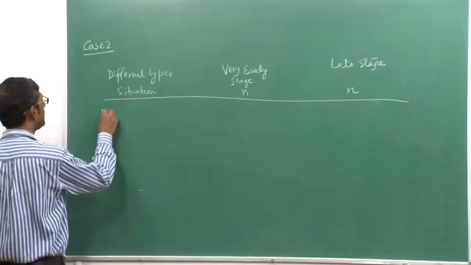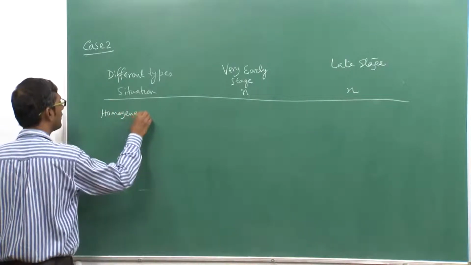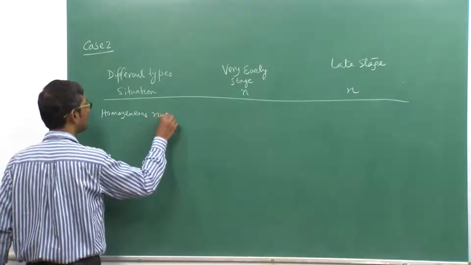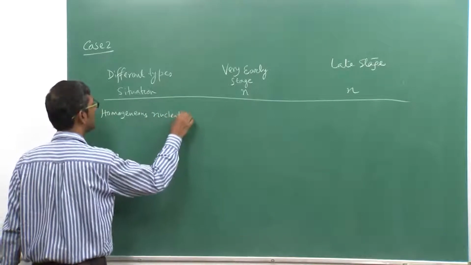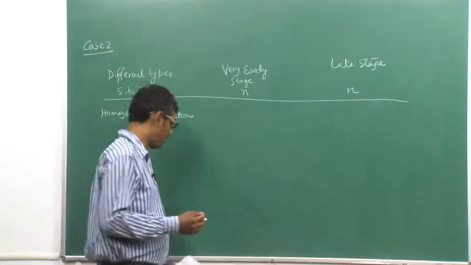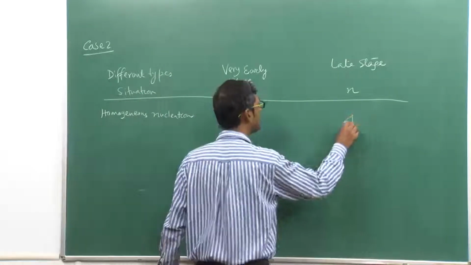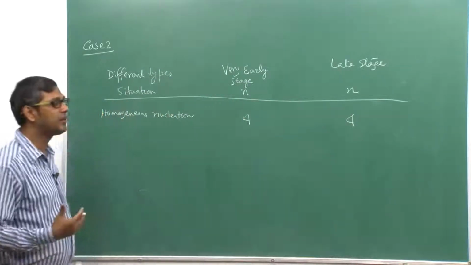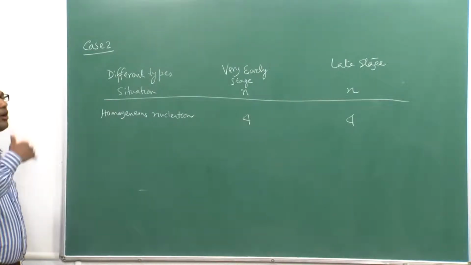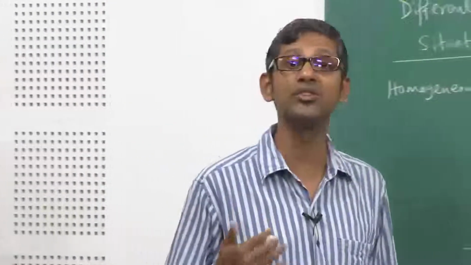So when you have homogeneous nucleation, which is very rare, the first one is homogeneous nucleation. It happens only in some very small cases. Early stage it is going to be 4, late stage also it is going to be 4. So nucleation happens well inside the grain, so it can grow in all directions obviously, and nucleation has not actually stopped.